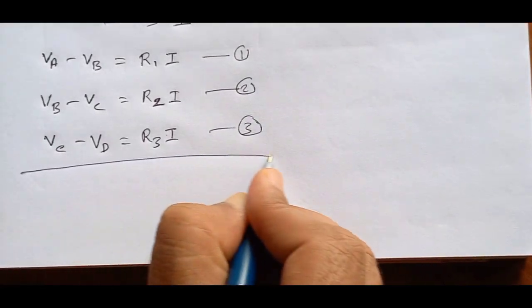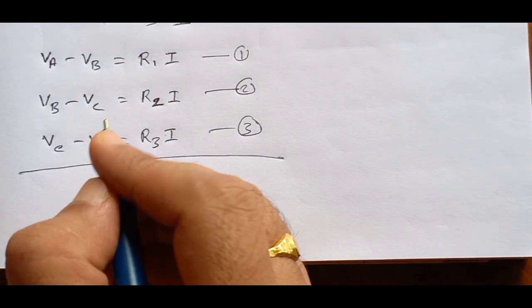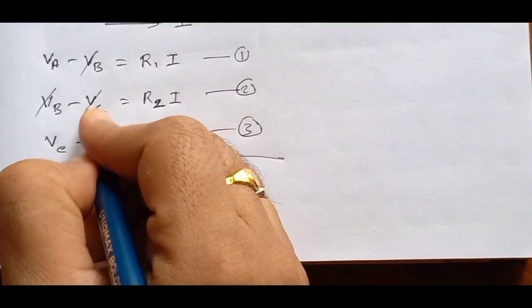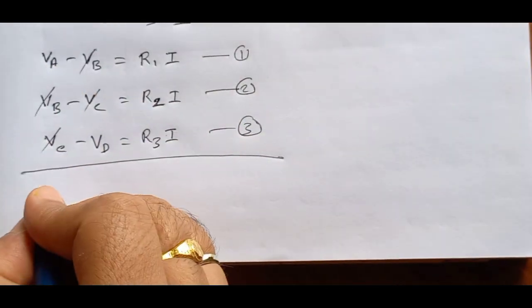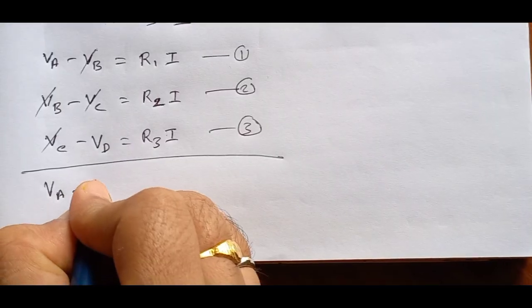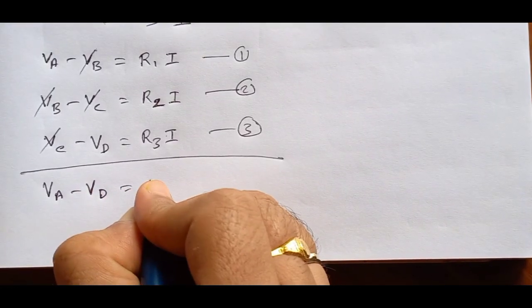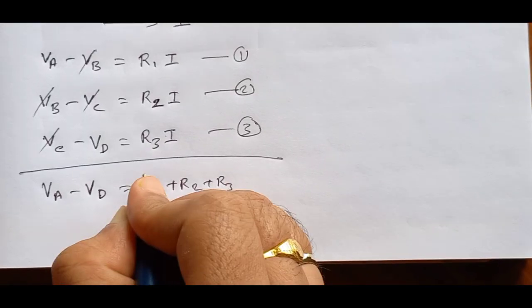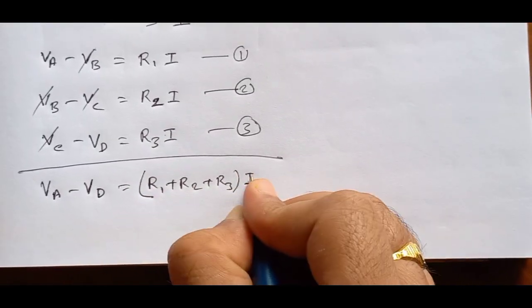Now adding the 3 equations we can write VB can be cancelled out, VC cancelled out, only VA minus VD is equal to R1 plus R2 plus R3 and I common.